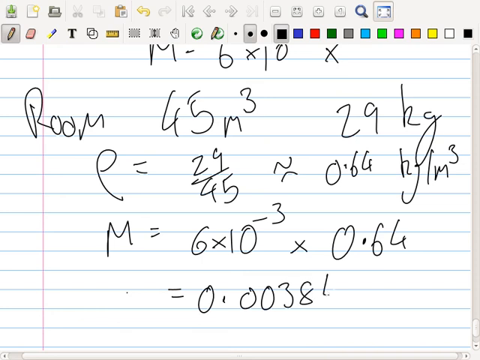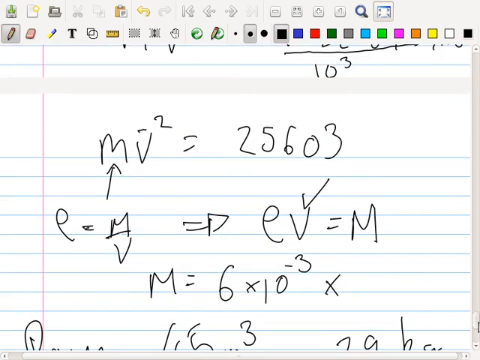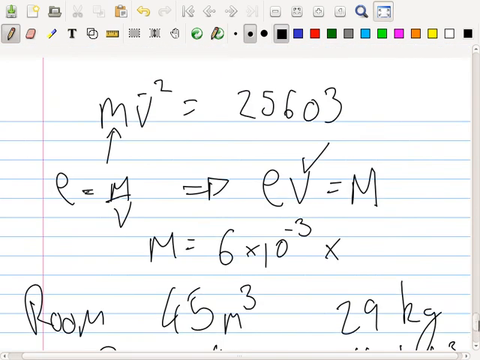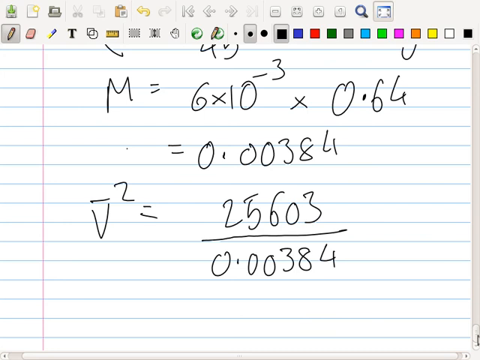Okay, so now we have mass equals, Albert please, can you type this in? 0.0038. Good. Alright, now I go back to this volume, I get V squared equals 25603 all over 0.00384. Albert? Thank you. It's 6667448.9.